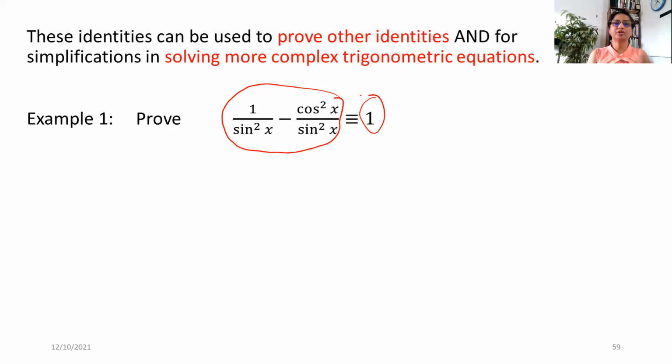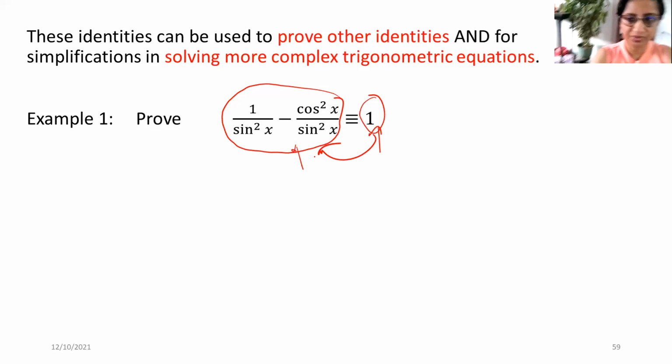So what you can do is you take one side. You start with either the left hand side or the right hand side, and then you simplify it until you get the expression on the other side. You can start with this and you have to simplify it until you get 1. Or you can start with this. That would be difficult. It's easier to start with this and maybe simplify to get the other one.